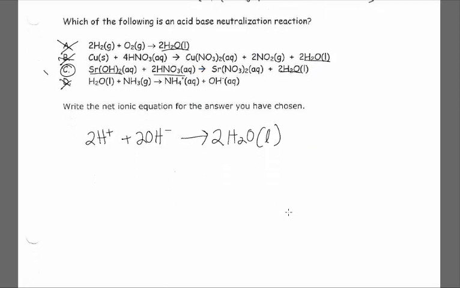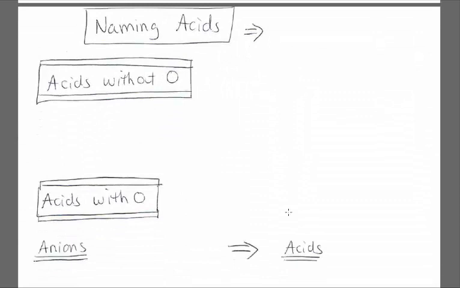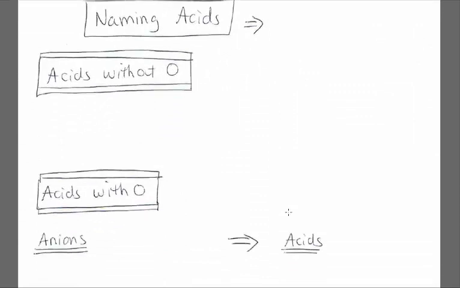All right, how do we name acids? Let's talk about how they're named. We're going to talk about 2 separate categories for how you name acids. And in all cases, acids are named based on the anions present in them. Okay, so they're based on anion names. All right, so the 2 categories are acids that contain oxygen and acids that do not contain oxygen. They're totally separate rules.